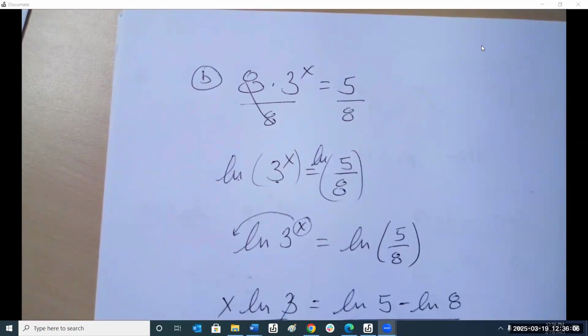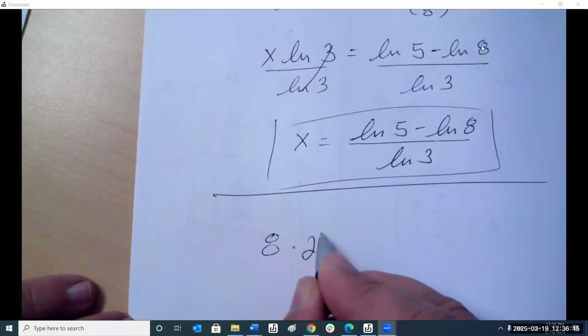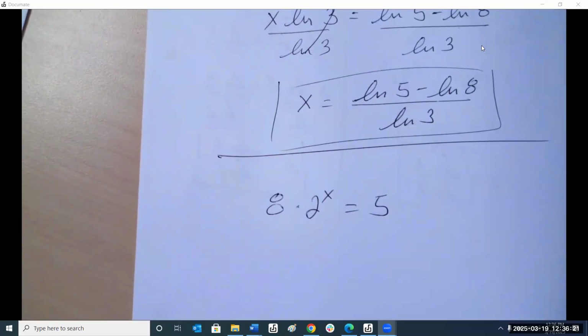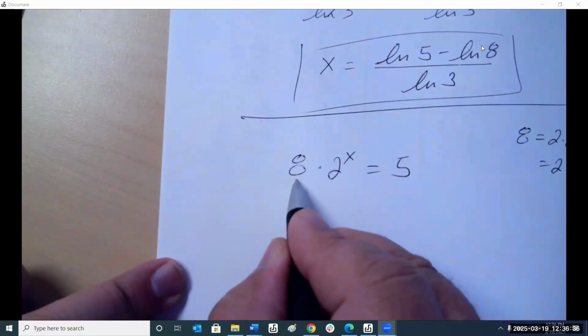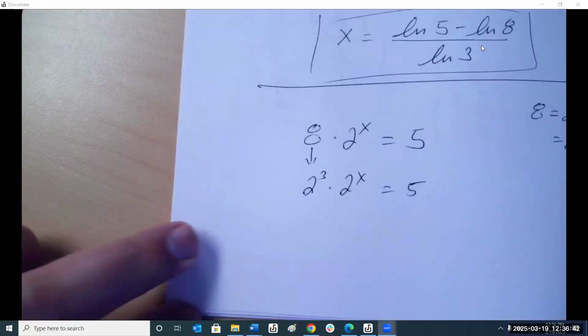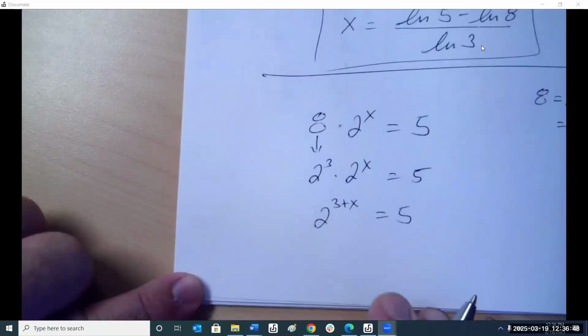No, actually, that is a good question, though. That is a very good question. What if I had this instead? What is 8 made up of? It's 2 times 2 times 2, which is 2 cubed. So this could be written as 2 cubed times 2 to the x. So this one could have been 2 to the power 3 plus x equals 5.